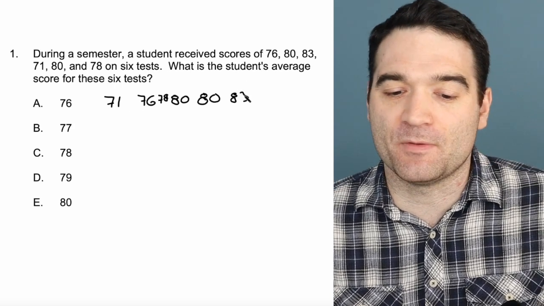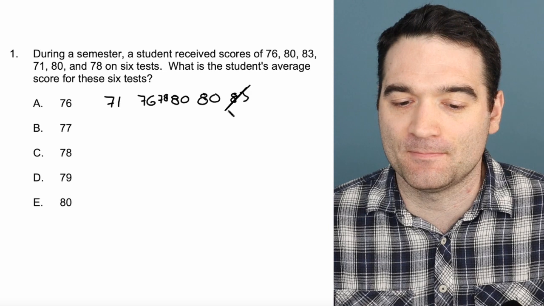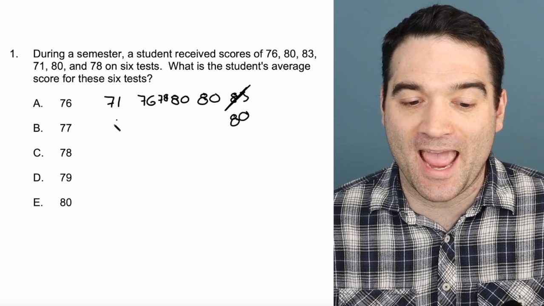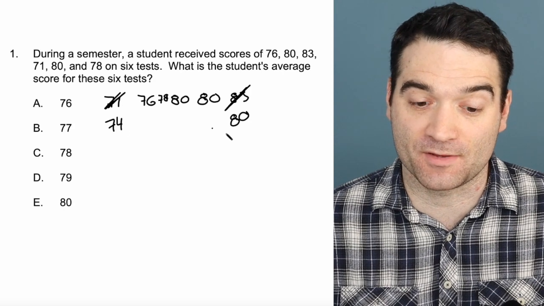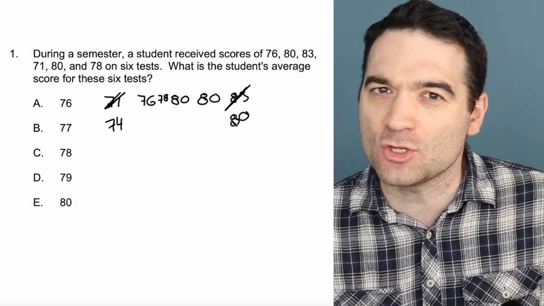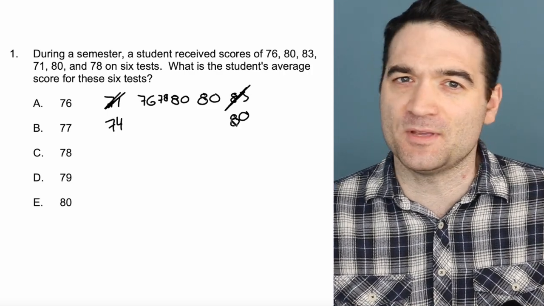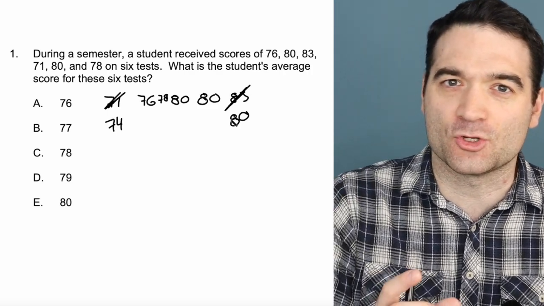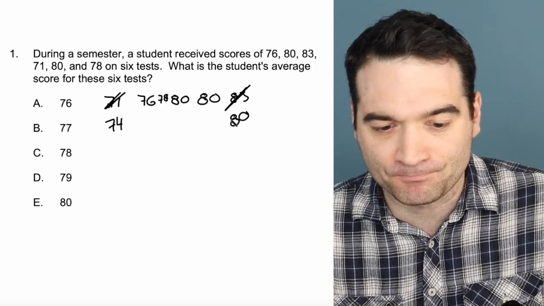So why don't I start with the biggest one and the smallest one? I'm going to take 3 off the top, and now this is 80, and add 3 down here. 74. 71 plus 3 is 74. Do you see how this doesn't really change anything as far as finding the average goes? The total sum is going to be the same no matter what. I'm just redistributing between the numbers to start.